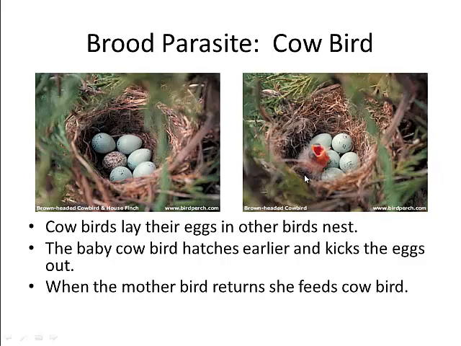hatches much more quickly than the other birds. It just comes to the world ready to do some very complex behaviors. And one of the complex behaviors that it does is it kicks the eggs out of the nest.